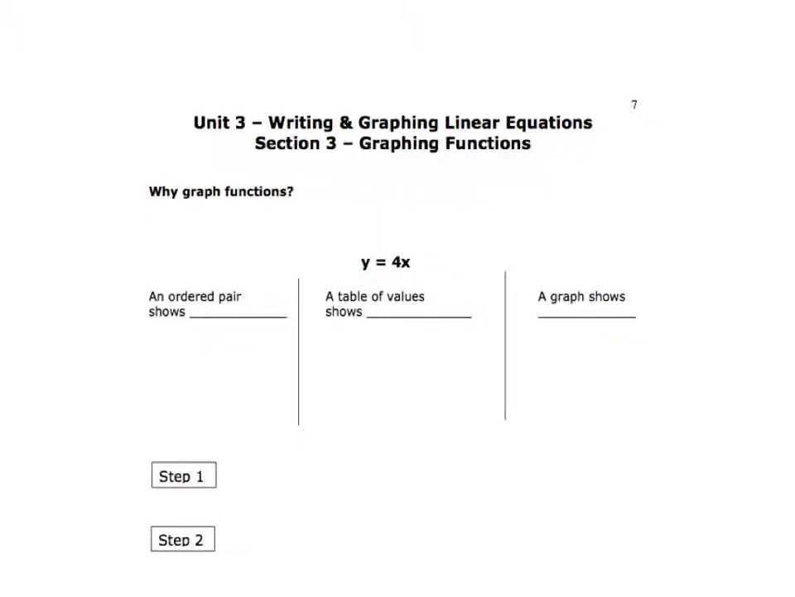All right, today we're going to be talking about Section 3, graphing functions. Today you will finally learn how to start graphing some of these equations that you've been seeing. Okay, so why graph functions?